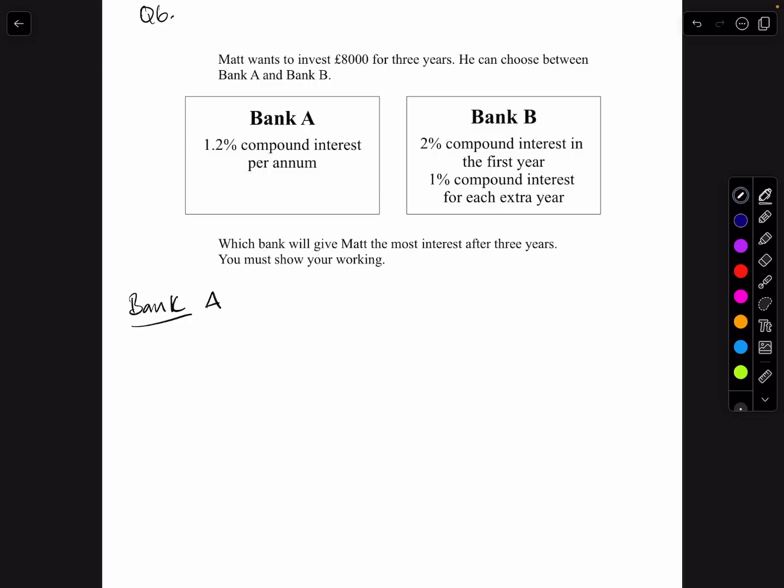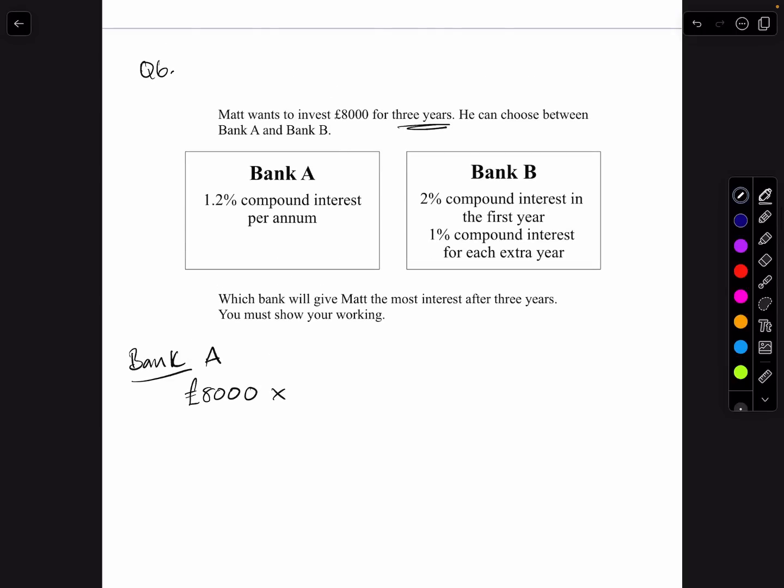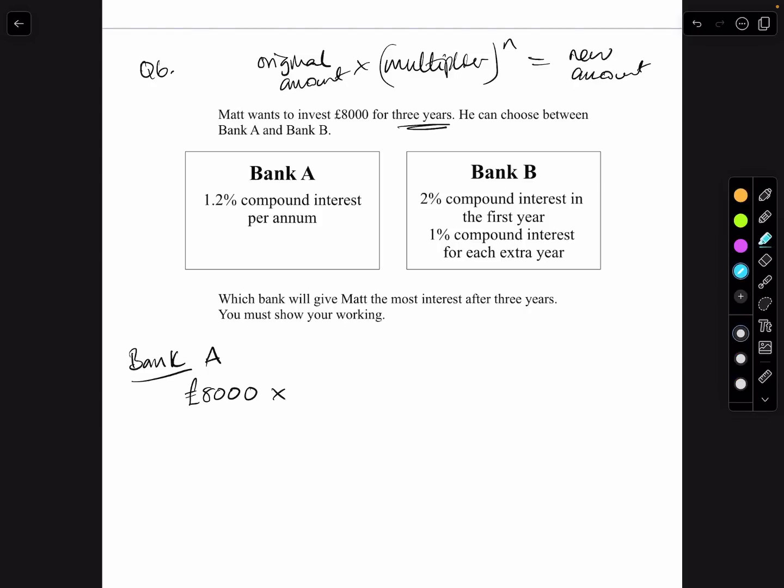Bank A, we're going to start with first. So it's for 3 years. He's going to invest £8,000. I'm going to use a formula, and I'm just going to remind you quickly of it in case anyone doesn't know. Original amount times the multiplier to the power of n is equal to the new amount. The original amount is how much I'm investing, 8,000, and I'm doing it for 3 years.